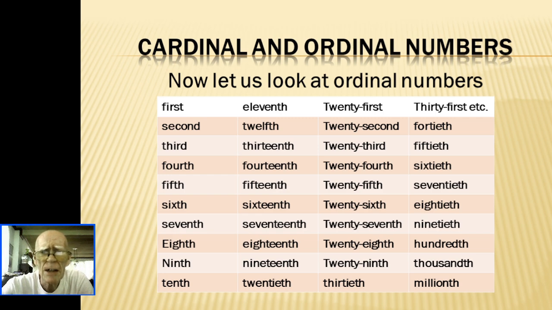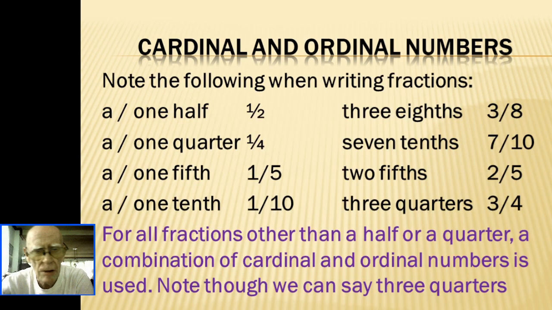Now let us look at the ordinal numbers. Again, I have included the first 31 examples. After that, the pattern is consistent up to 100. Again, the student can pause the video here and study this list at leisure. Let us now look at how we write fractions.